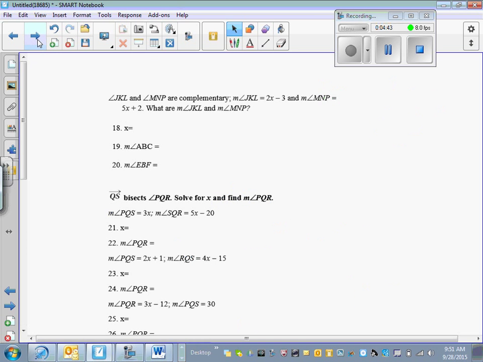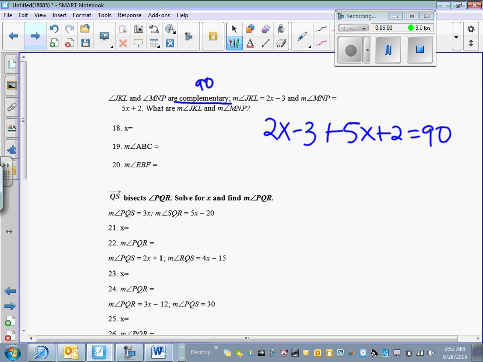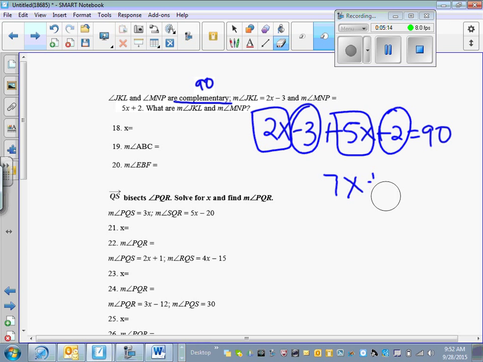All right, next page is JKL and MNP are complementary angles. Complementary equals 90. So I'll take 2x minus 3 plus 5x plus 2 equals 90 degrees. So this is how you would set it up. Again, if they are on the same side of the equal sign, combine like terms. This gives you 7x, minus 3 plus 2 gives you minus 1, equals 90. Then you add and divide by the number.